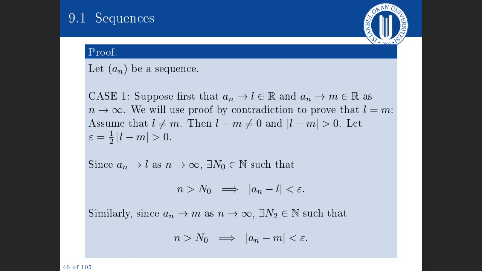Now, because an tends to L, there must exist some number n0 such that if n is bigger than n0, then an is close to L. But an also tends to M, so there's going to exist another number n1. There should be a 1 here.